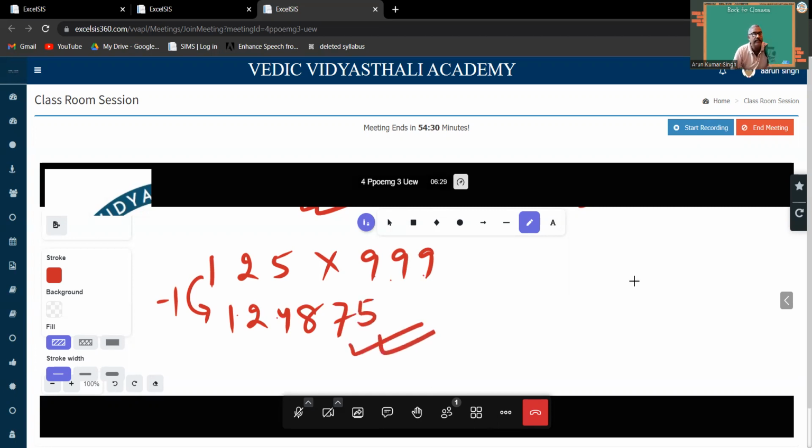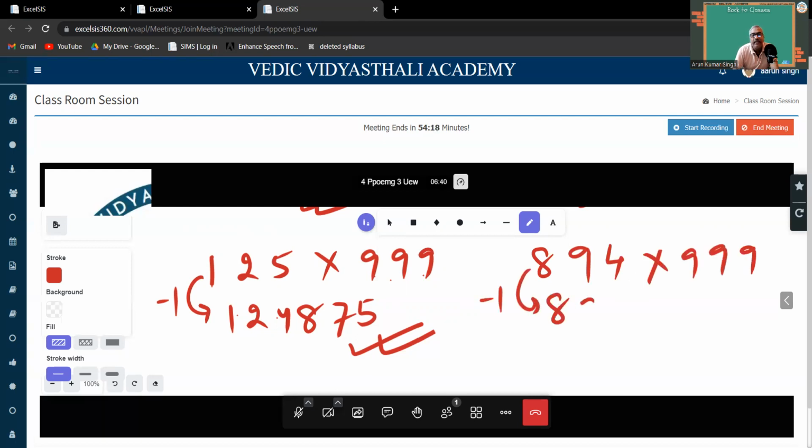You can cross check. And here, if it is 894 into 999, let's see how easy it is. Minus 1, so it will be 893. Now 9 minus 8 is 1, 9 minus 9 is 0, 9 minus 3 is 6. That's it. This is my answer. So we can see that using this Ekanyunena Purvena, we can do the calculation very, very easily.